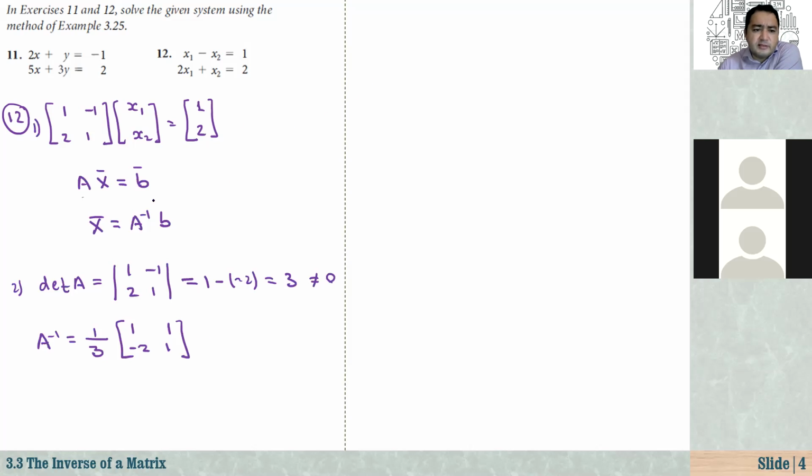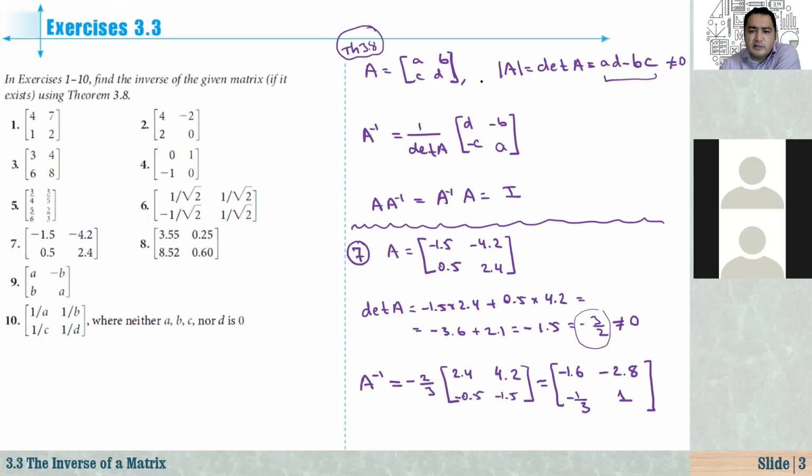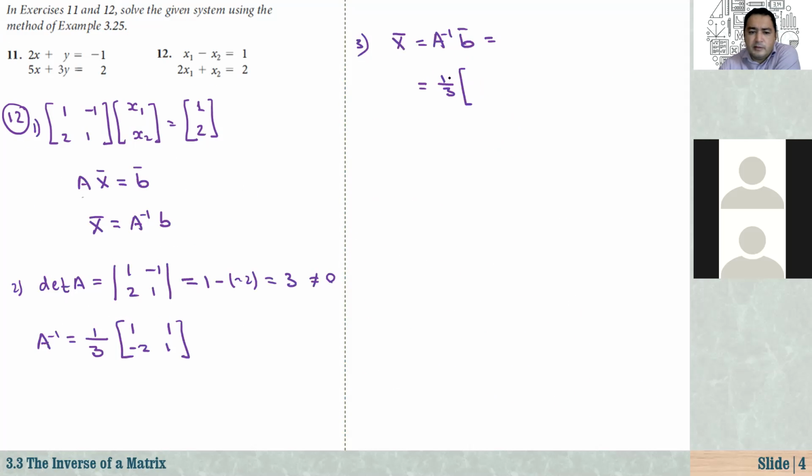So that's the second step. The third step is we have to find the solution for x. That's equal to the inverse of A times vector B. So what is the inverse of A? That's equal to 1 over 3 times the matrix 1, 1, -2, 1, and our vector is 1, 2. As you see, on purpose, I didn't bring this 1 over 3 inside the matrix. I will do this a bit later.